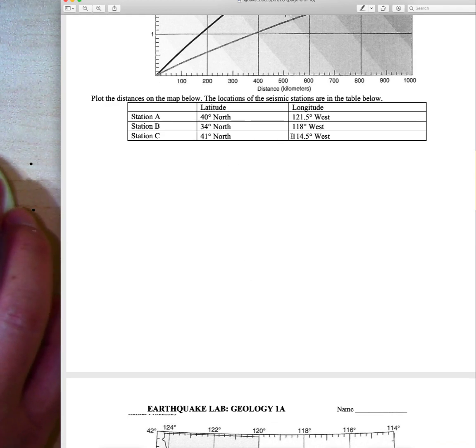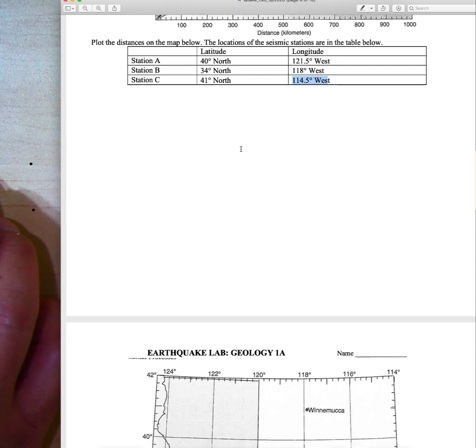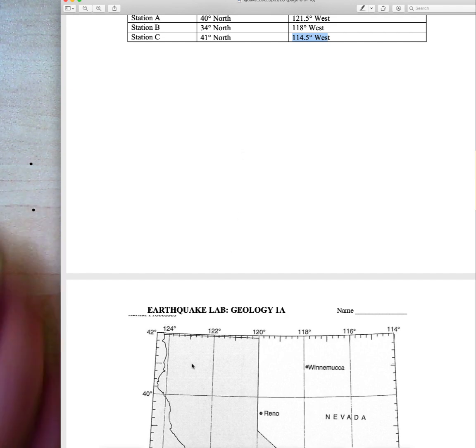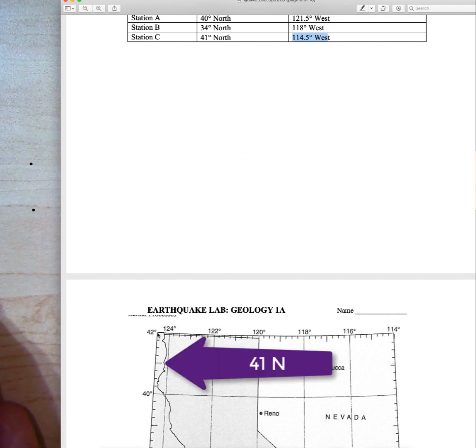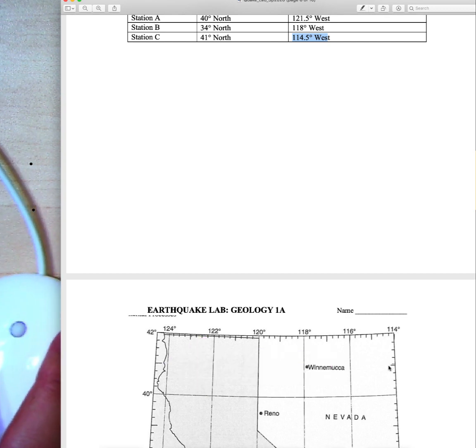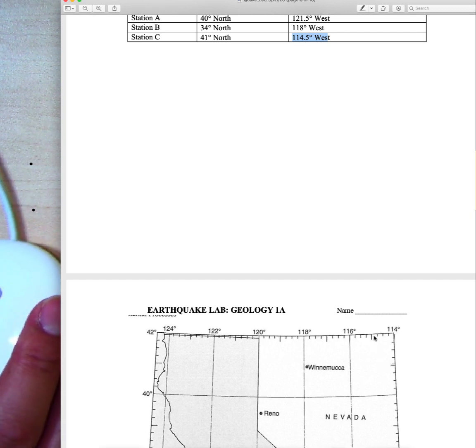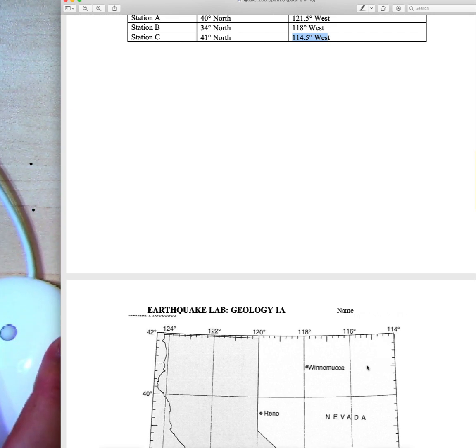114.5, station C, and 41 north. So 41 north would be, so here's 40, 42, so 41 is here, and 114 is here. Remember that as you go farther west, the numbers get bigger. So 114.5 should be right in here, because that's 115 there. So 114.5 and then 41. So station C should be right here.